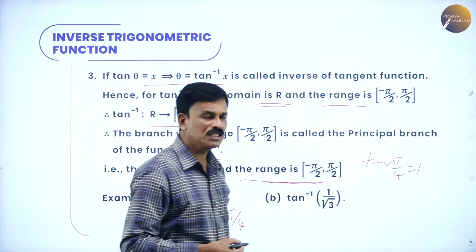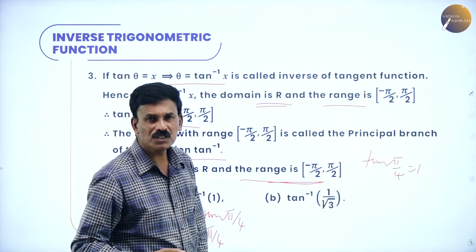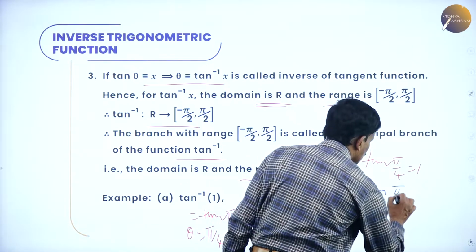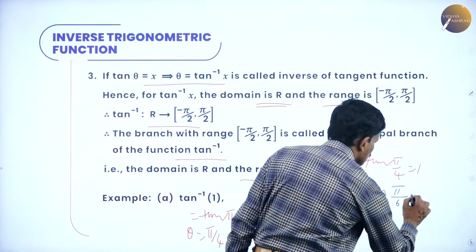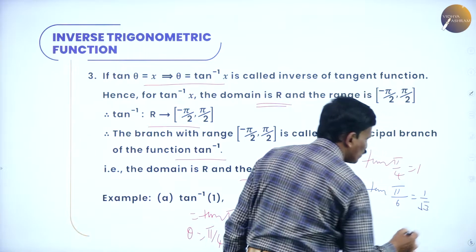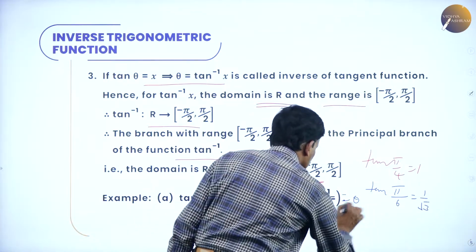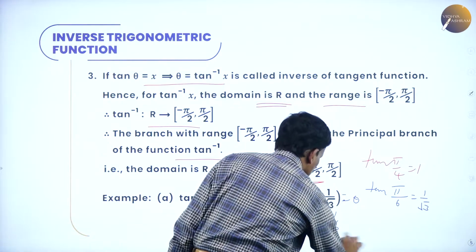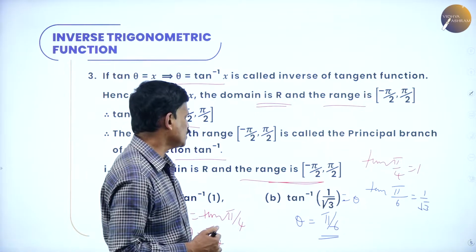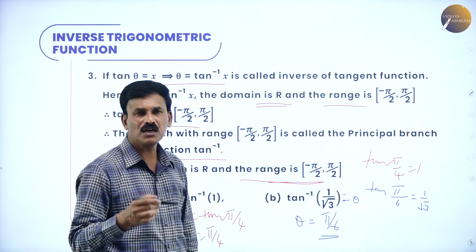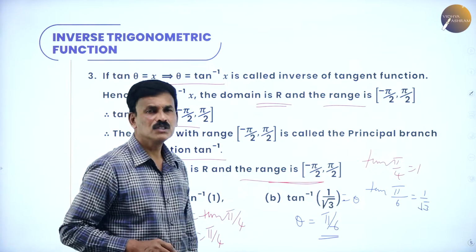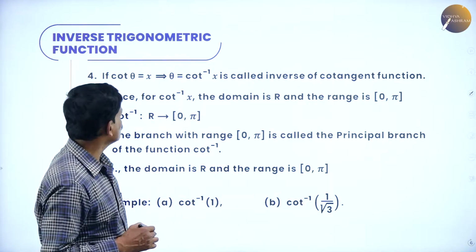Now, let us take tan inverse 1 by root 3. What is tan inverse 1 by root 3? This is nothing but tan of 30 degrees, tan pi by 6. Tan pi by 6 is equal to 1 by root 3. This is equal to theta, then the value of theta is equal to pi by 6. That's it. Because what is tan 30? Sin 30 over cos 30, 1 by 2 over root 3 by 2, tan 30 is 1 by root 3. That's it. Okay. Now, let us come to the next one.